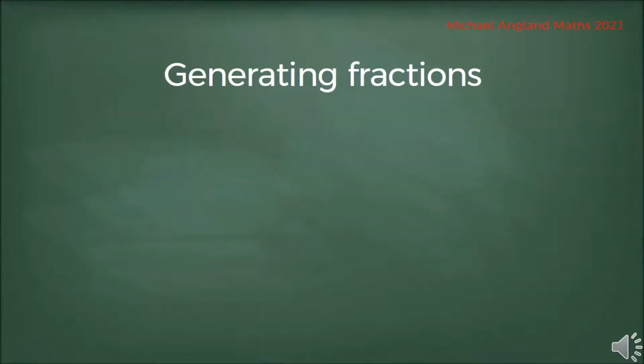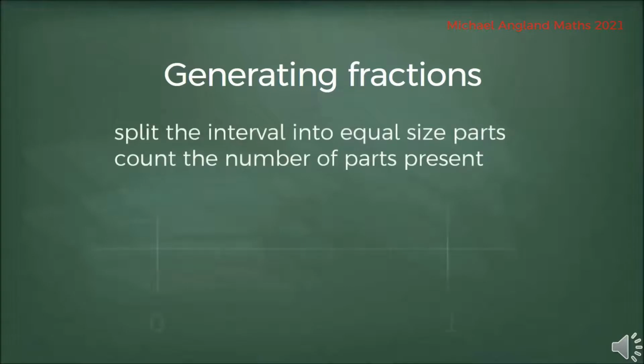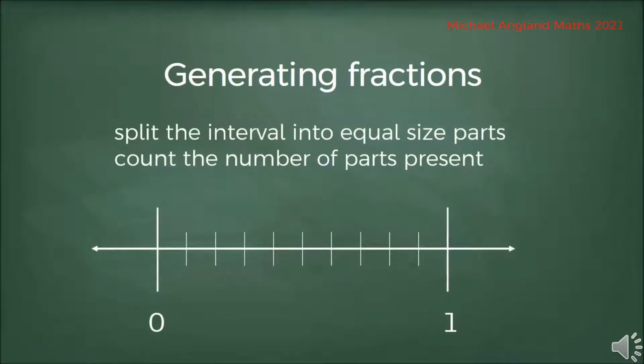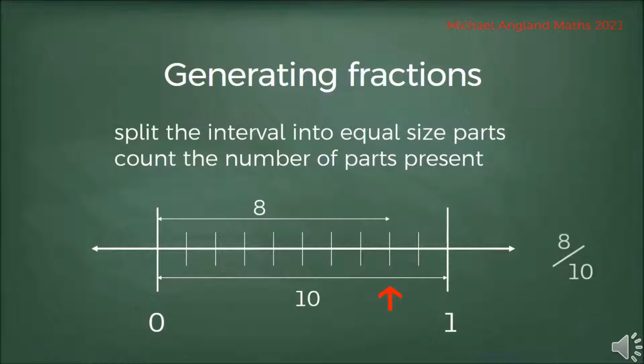Well, here's an idea. Suppose we take the interval from 0 to 1 and we subdivide it into 10 subintervals, and I pick this point here. Well, from 0, how far is it? It happens to be 8 subintervals. Out of how many subintervals all the way to 1? 10. So, how can I describe this? As 8 over 10. So it's 8 parts present out of 10 parts total. This gives rise to the way that we enumerate fractions.